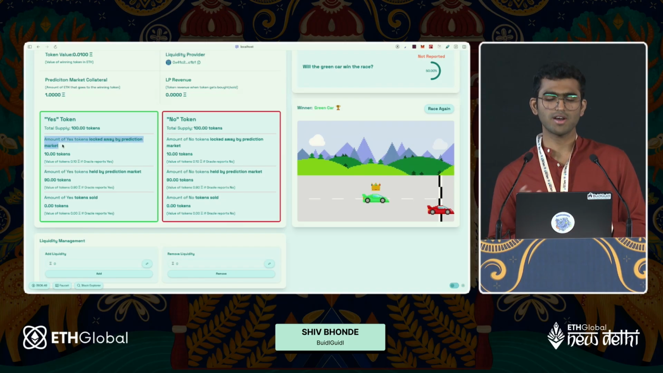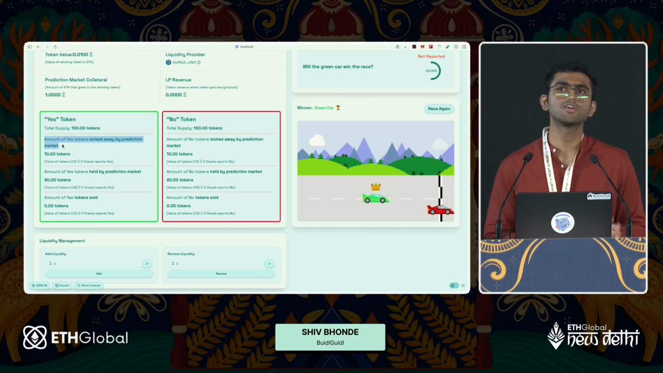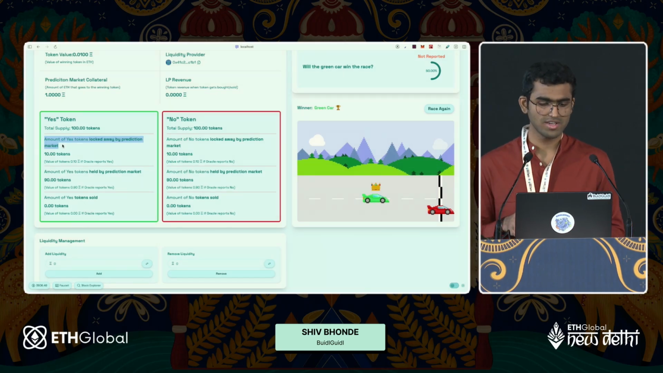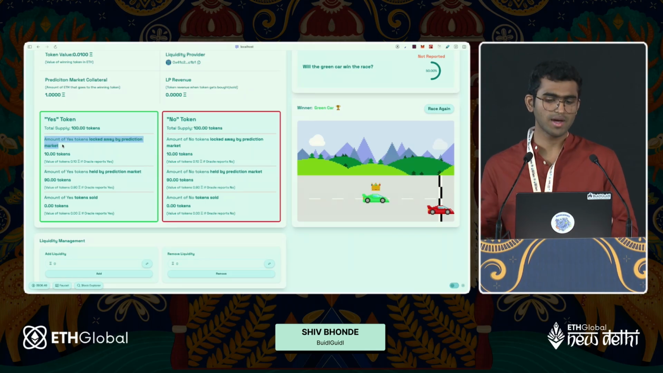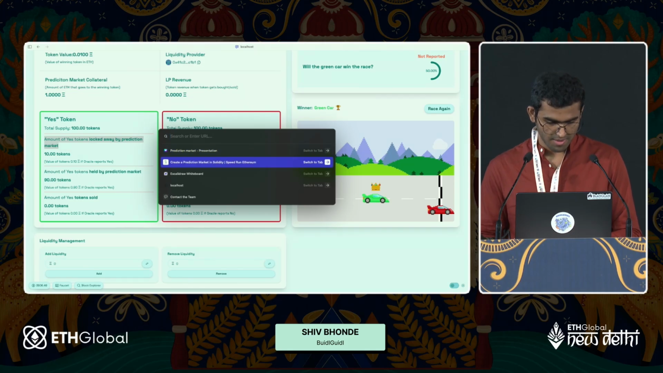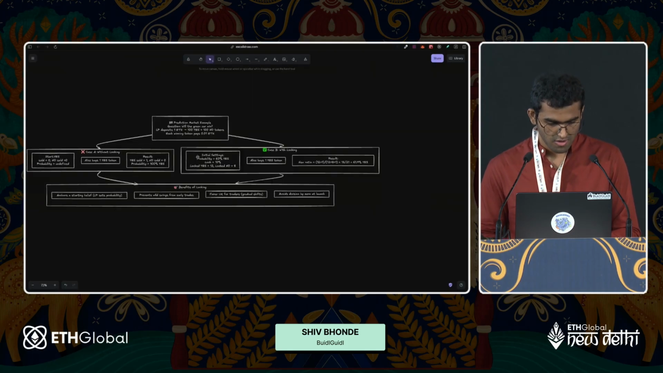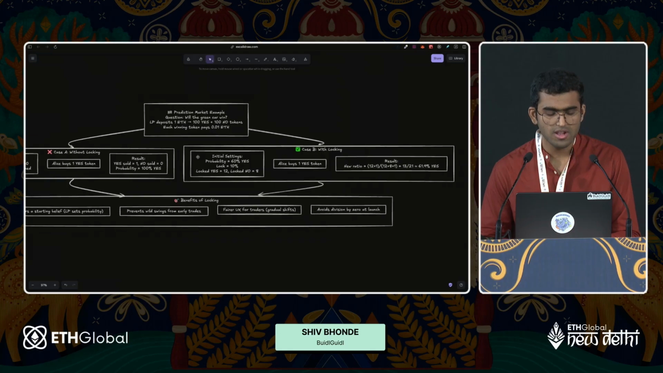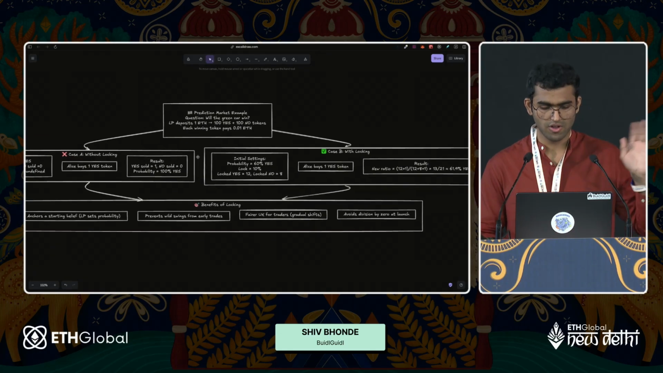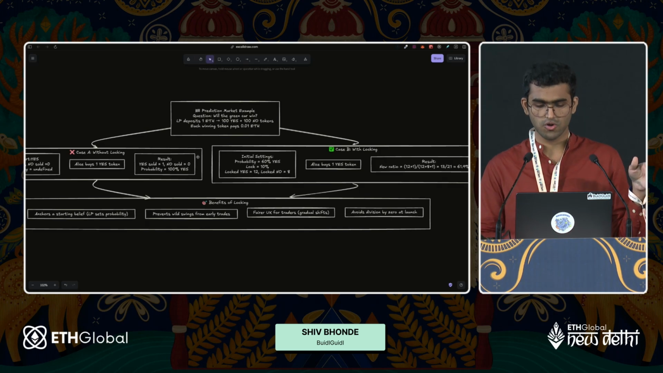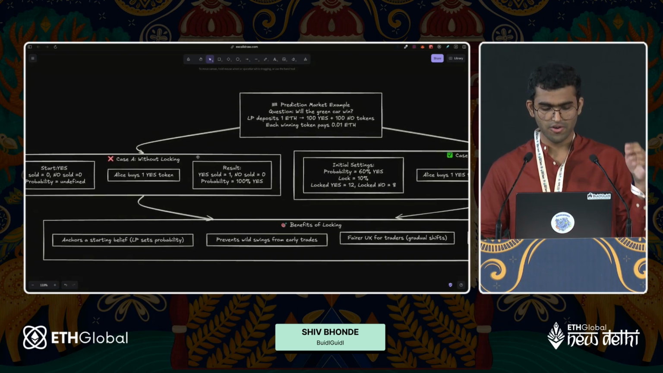So this is a very important concept. You need to lock a certain amount of tokens initially, because if you don't lock them, the prediction market might swing completely on the initial buy of the token. So if you look at this example, let's suppose we don't have the locking mechanism, we don't lock initial tokens.